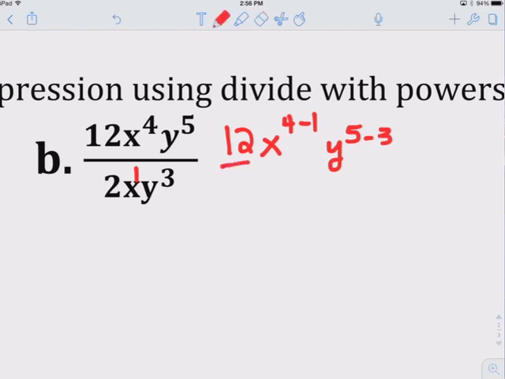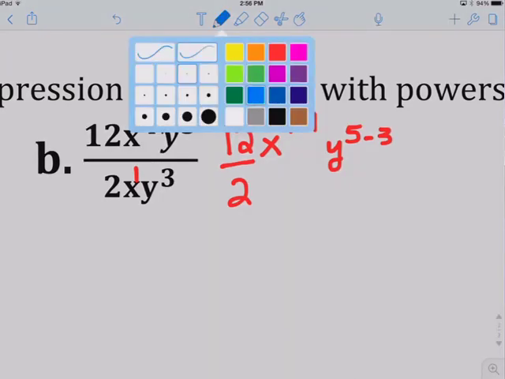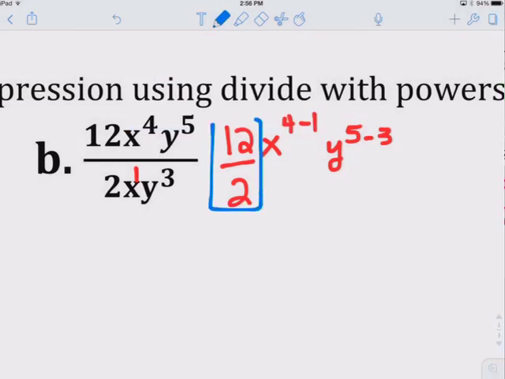But we still got a 2 on the bottom we can't cross out. True. Wait, can't we reduce this, though? 6 over 2, so it's just 6. Yeah, this is 6, right? And then x to the 3rd and y to the 2nd. Get it? Yes.